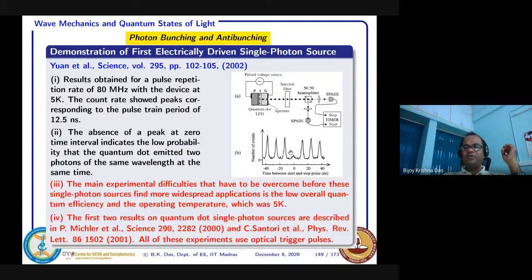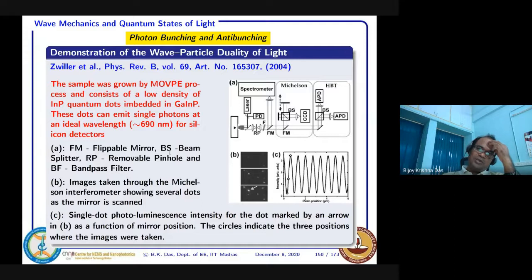Although people demonstrated these single photon sources because of the exciton, all this theory was developed from bulk semiconductor theory. But until recently, people did not know what the actual dynamics is when you are getting a single photon source from a quantum dot. So here is another method. It's a very interesting one.